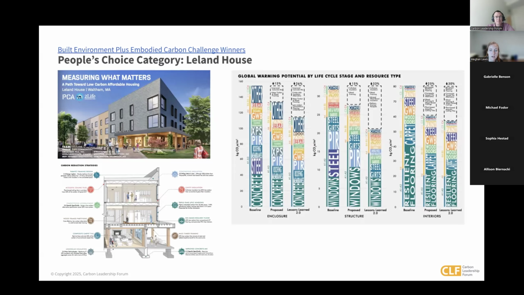In design, they achieved 15% reduction for enclosure, 15% reduction for structure, and 25% for interiors. But they've identified how they could have achieved 26, 33, and 30% respectively instead, with the strategies that they learned through this process but weren't able to achieve on this project. And I think this type of lessons learned from project to project is super critical. No one's going to get it perfect the first time. And for firms that start to do this work, every project is an opportunity to improve.